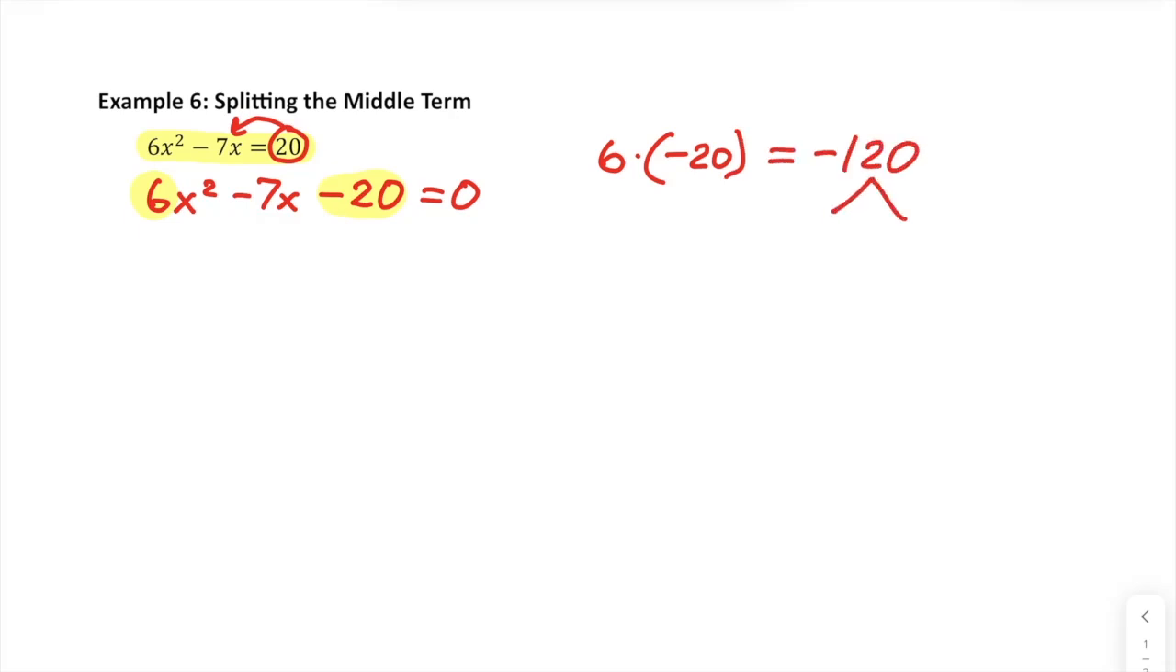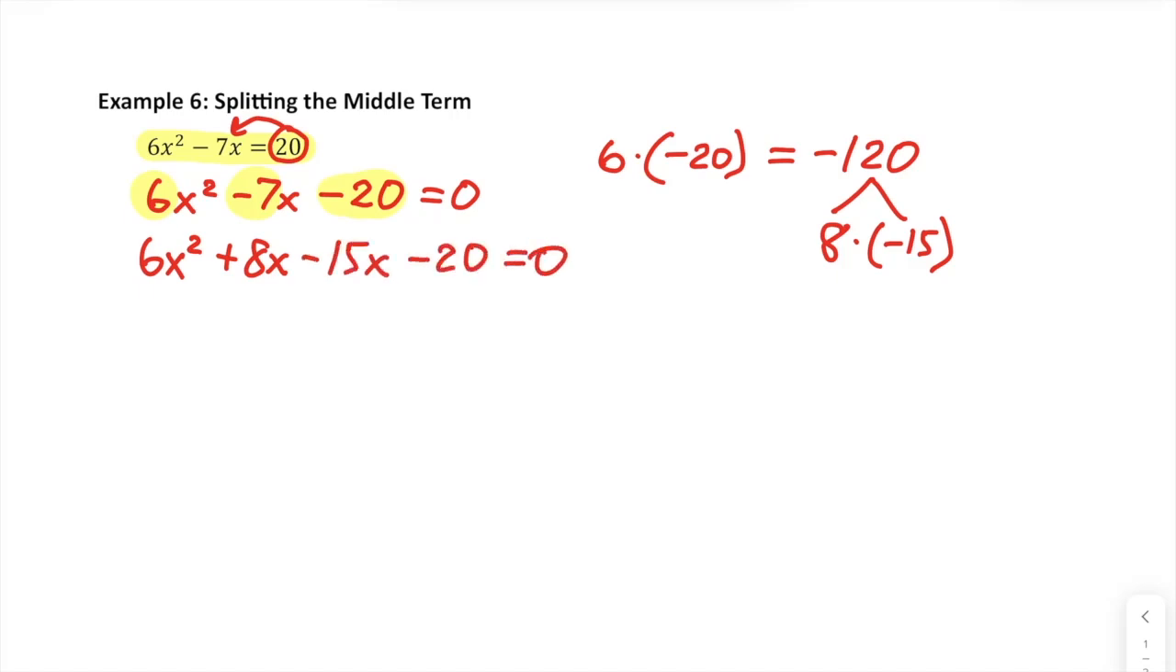We then factor the negative 120 into two numbers that add up to the middle coefficient, which is the negative 7. Two numbers that multiply to negative 120 and add to negative 7 are 8 and negative 15. We use these two numbers to split the middle term, the negative 7x, into 8x minus 15x. Now we do the same thing we did in the last example.